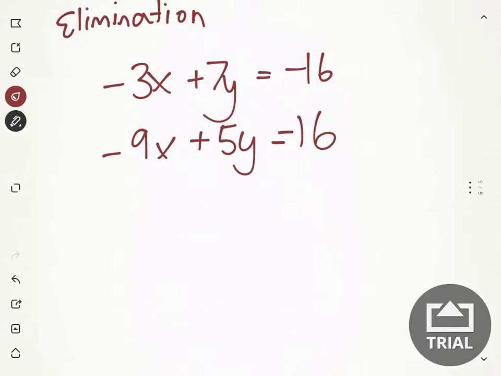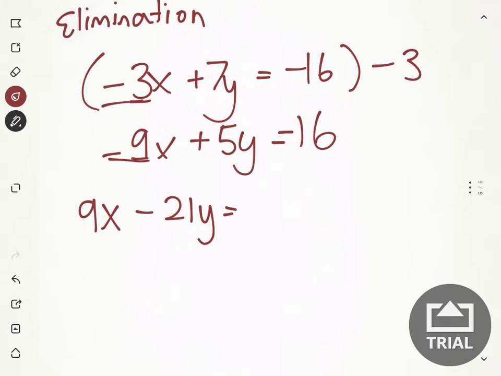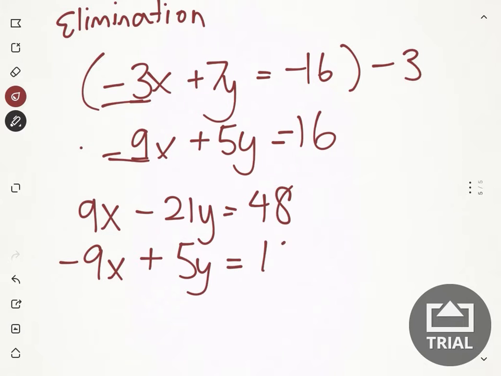So right now, I'm aiming to eliminate the x variable, but my coefficients on the x, they're not similar. We have a negative 3 and a negative 9. So what I'm going to do is multiply this first equation by negative 3 and rewrite it on the bottom. So when I multiply the whole thing, it's positive 9x minus 21y equals positive 48. And then I'm just going to rewrite this equation over here. Negative 9x plus 5y equals 16.